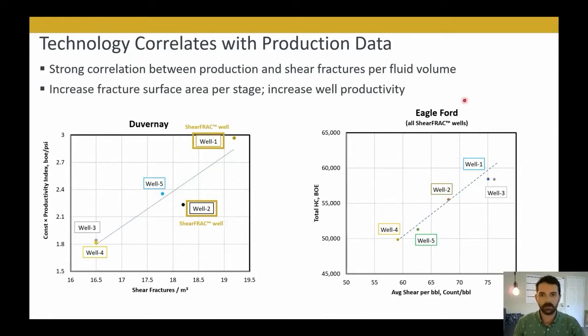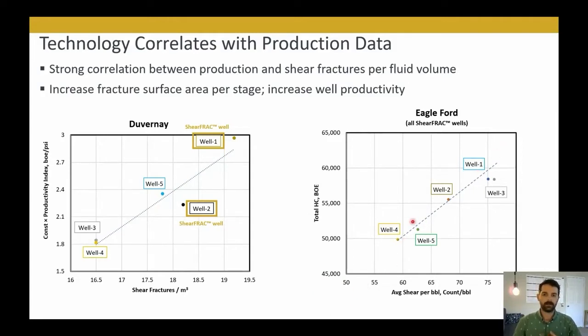Here's another example from the Eagle Ford. We're on every single one of these wells. And so shear fractures per barrel, now we're in the US, you increase the number of shear fractures per volume of fluid that you're putting in there. And these were put on immediately on gas lift, so we weren't able to do rate transient analysis. So just simple decline curve analysis, you can see that matches really nicely to total hydrocarbon.